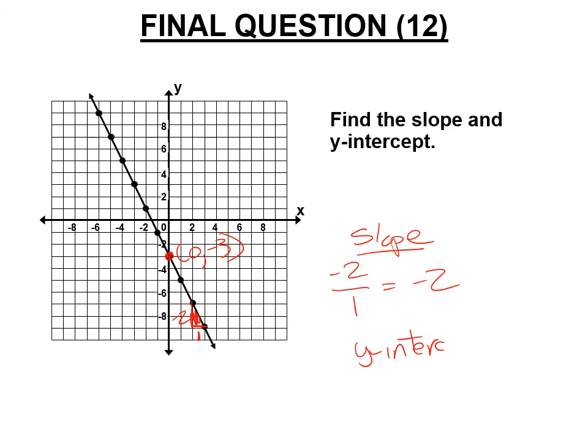Y-intercept is 0, -3. Don't you dare ever leave out the 0 when you write a y-intercept. Y-intercepts always start with 0. X-intercepts always end in 0. And you can see it there. It's got a fraction in there. It's halfway between -1 and -2.